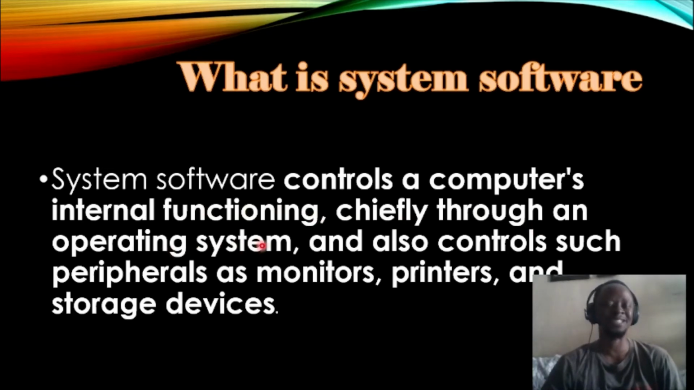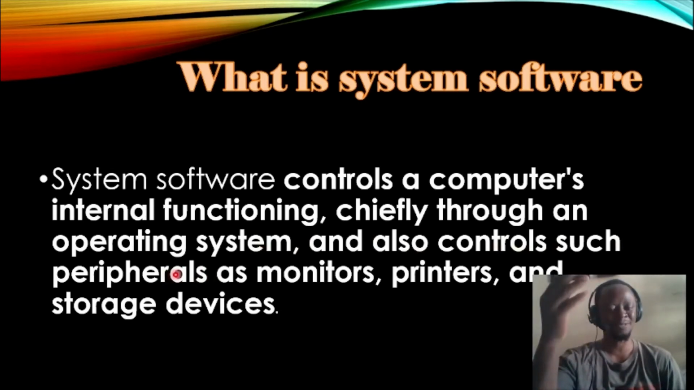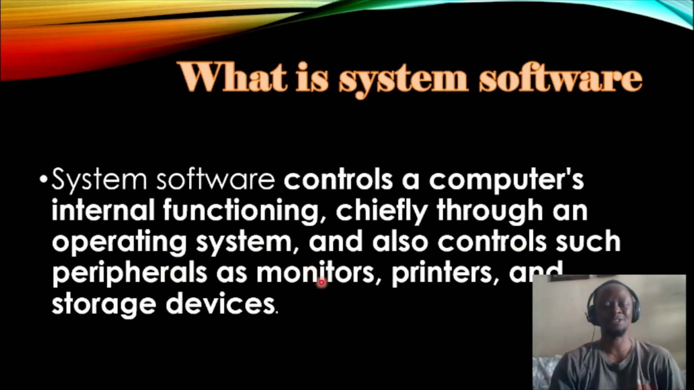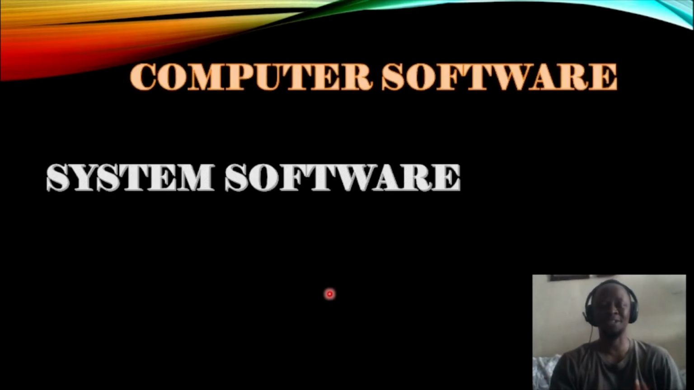So you see, it's an operating system, and we're going to see some of these operating systems later on. It also controls peripherals. You notice we mentioned peripherals up there, such as the monitor. The monitor itself is known as a peripheral, the printer is known as a peripheral device, and storage devices are also known as peripherals. So this is exactly how we have to look at it, so at least you have an idea what system software is.